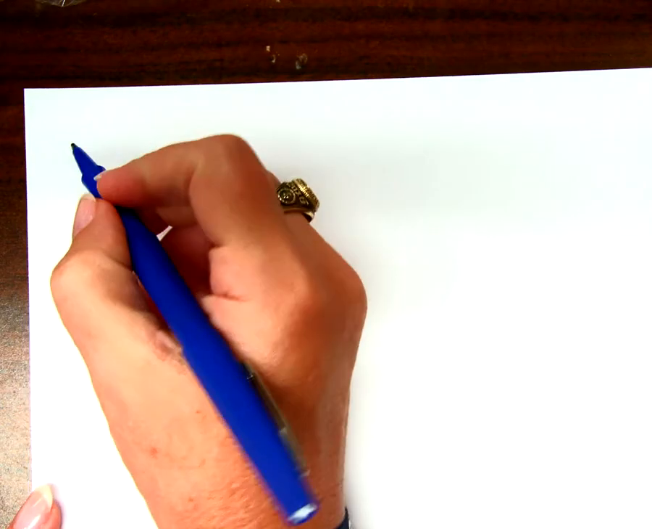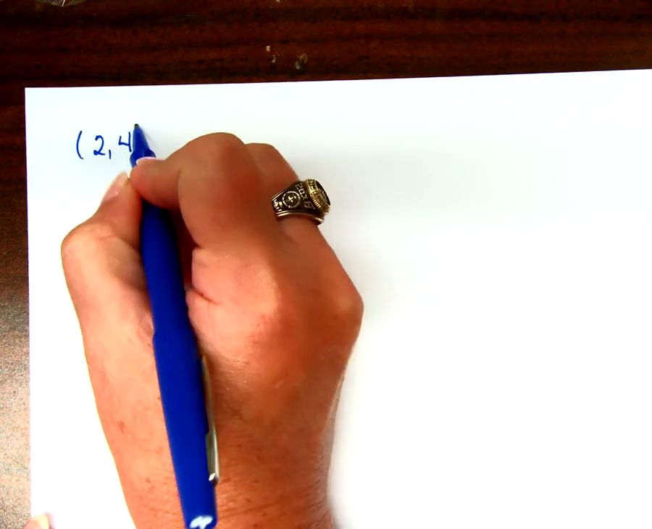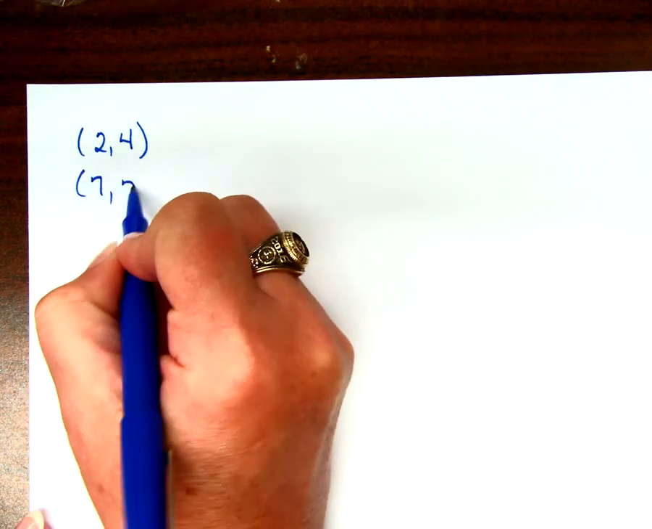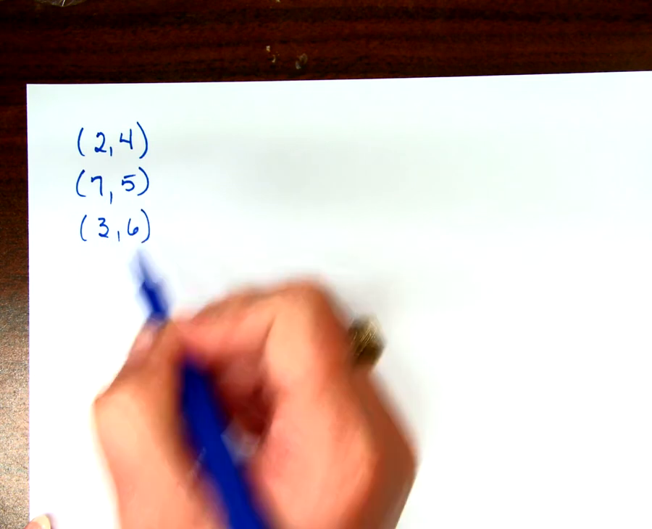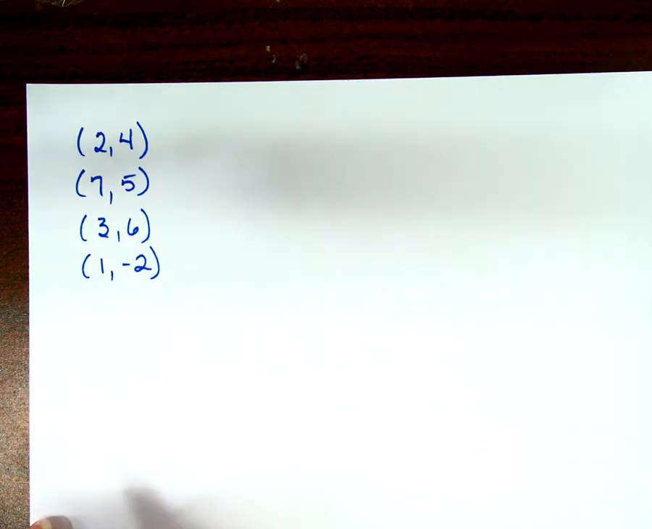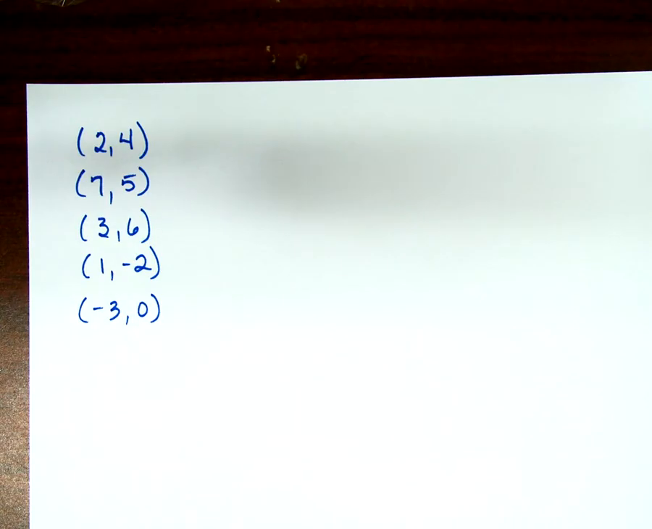Okay? So first of all, let me give you a relation. Okay? 2, 4, 7, 5, 3, 6, 1, negative 2, and negative 3, 0. Okay?